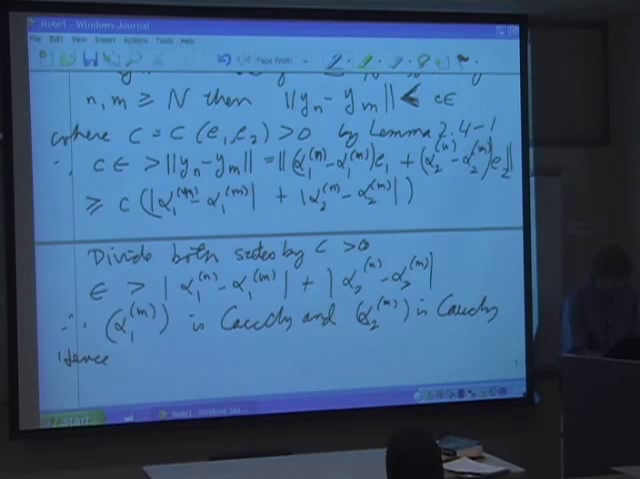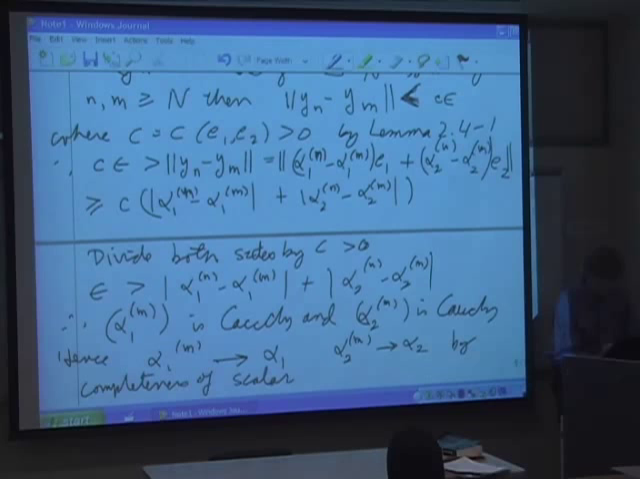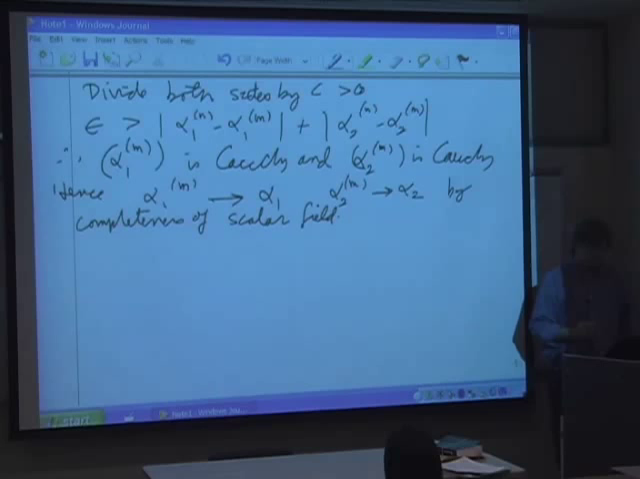Hence, alpha 1 super m, I don't even have to go to a subsequence or anything, which I can't, of course, in this proof, because I need to show the original sequence y is itself convergent. No subsequences allowed. So alpha 1 super m goes to alpha 1, alpha 2 super m goes to alpha 2 by completeness of the scalar field of scalars. So, by the continuity of the vector space operations, we're done.